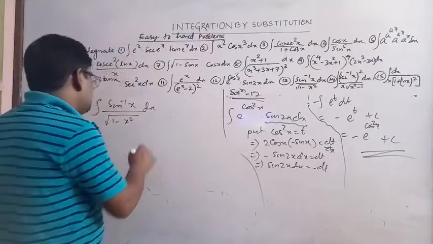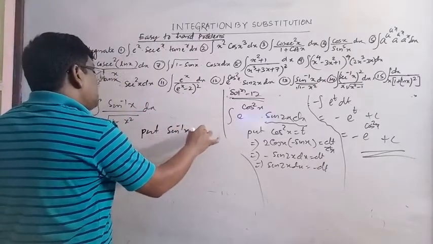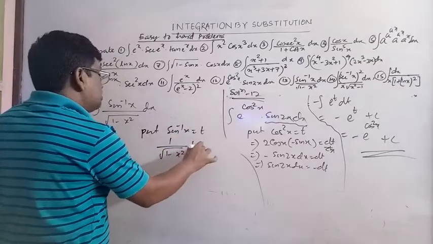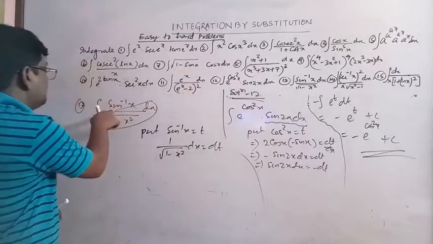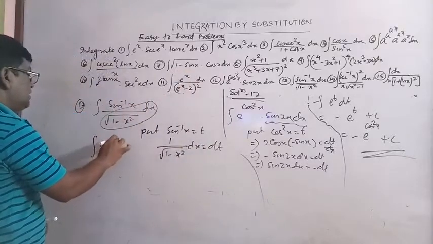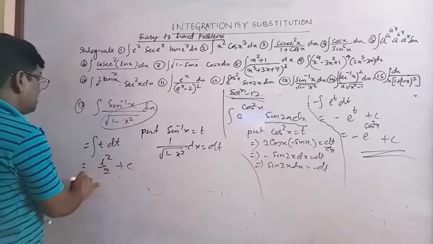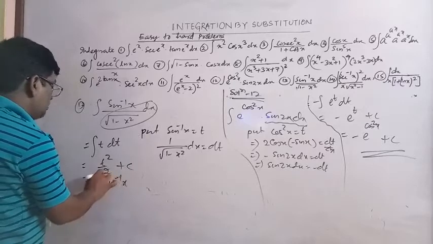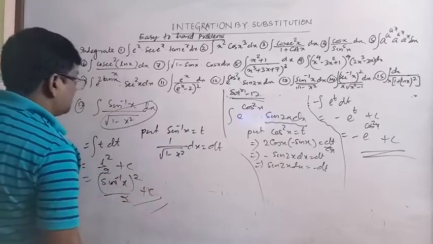So put sin inverse x equal to t. Then 1 by root over 1 minus x square dx is equal to dt. So this will be dt and this is t. So it is integral of t dt, that is equal to t square by 2 plus c. What is t here? Sin inverse x. So it is (sin inverse x) whole square by 2 plus c. This is the answer of question number 13.